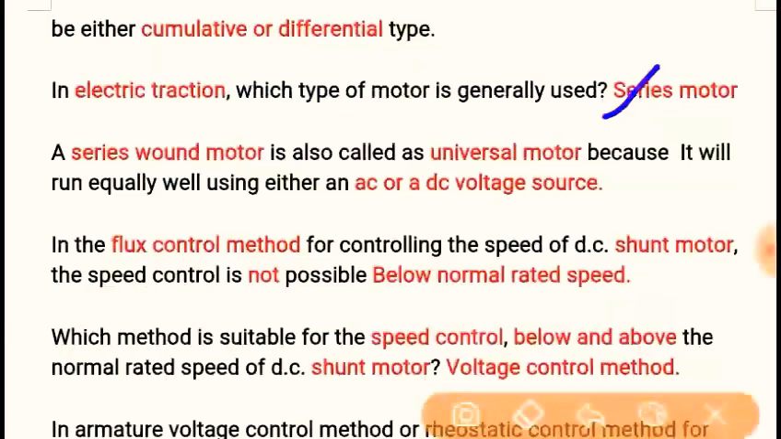In electric traction, which type of motor is generally used? That is nothing but the series motor. A series wound motor is also called a universal motor, because it will run equally well on either an AC or DC voltage source.